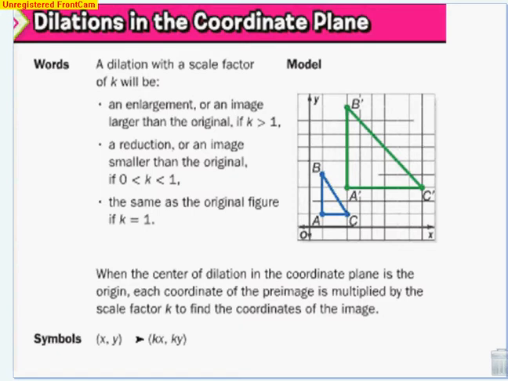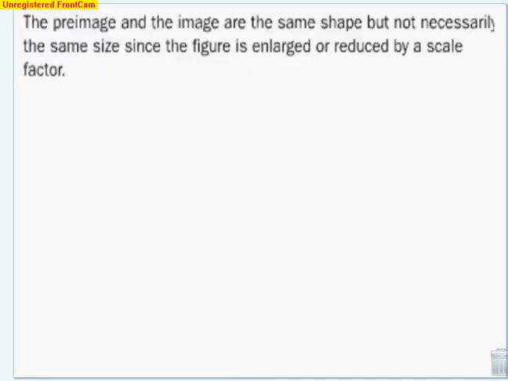When the center of dilation in a coordinate plane is the origin, each coordinate of the pre-image is multiplied by a scale factor k to find the coordinates of the image. The pre-image and the image are the same shape, but not necessarily the same size, since the figure is enlarged or reduced by a scale factor.